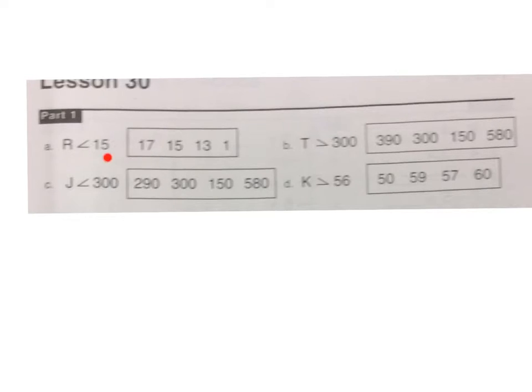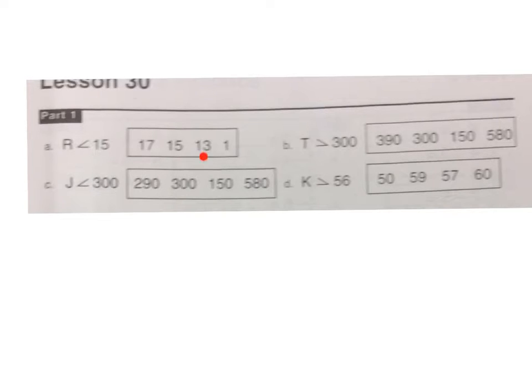17 is not smaller than 15, so I know that I should not circle 17 because it cannot be less than 15. So that one's not it. The next one here is 15. But because 15 is equal to 15, 15 is not smaller. And it says that it's only smaller than 15. So 15 is actually too big, so I cannot circle 15.